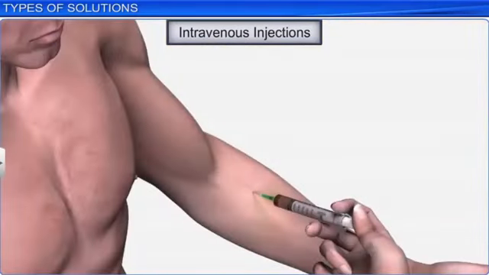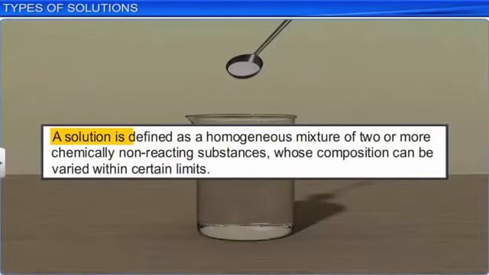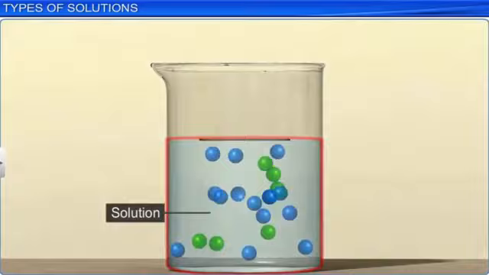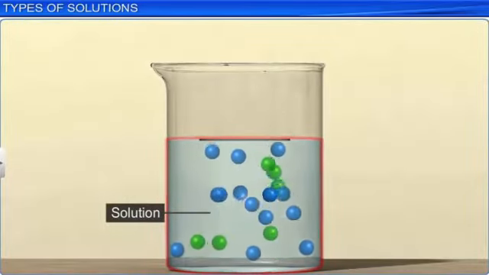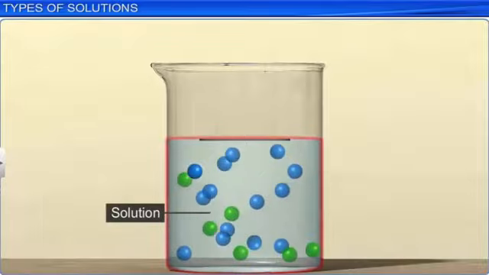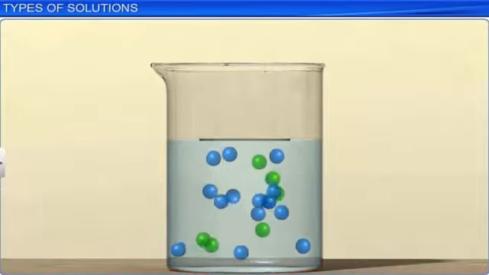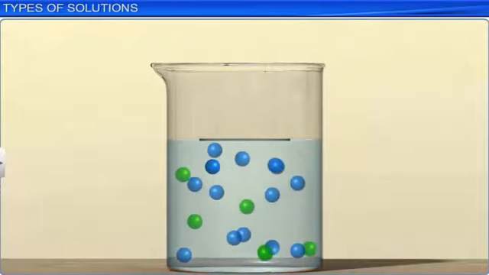A solution is defined as a homogeneous mixture of two or more chemically non-reacting substances whose composition can be varied within certain limits. A homogeneous mixture is one in which the composition and properties are uniform throughout. In a solution, the component that is present in a smaller quantity is known as the solute or the dissolved substance.